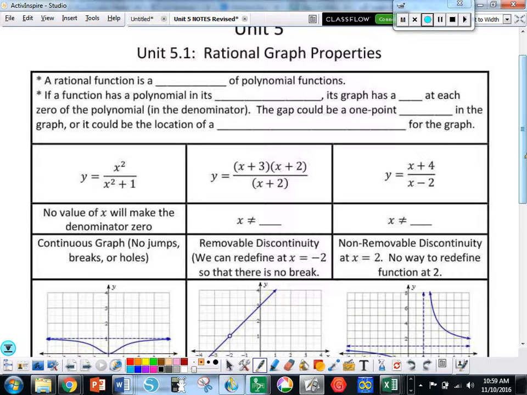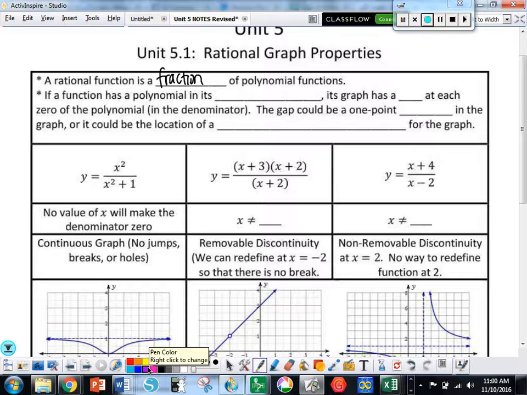A rational function is a fraction. Oh, hold on. I should have filled out my notes before and I didn't. So if I pause, it's because I don't know what to put here. It's a fraction of polynomial functions. So it's exactly like what we did last unit. You have a polynomial on top, you have a polynomial on bottom.